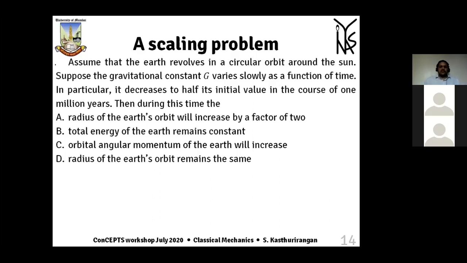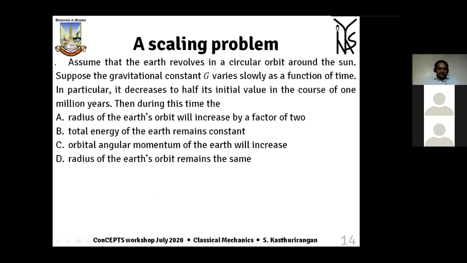Assume that the earth revolves in a circular orbit around the sun. I believe it's obscured on my screen, but yes, around the sun. Suppose the gravitational constant G varies slowly as a function of time. In particular, it decreases to half its initial value in the course of 1 million years. Then during this time, what will happen? One of these four things will happen. This is a NET problem, so it is not going to have multiple correct answers. Only one of these four things is right.